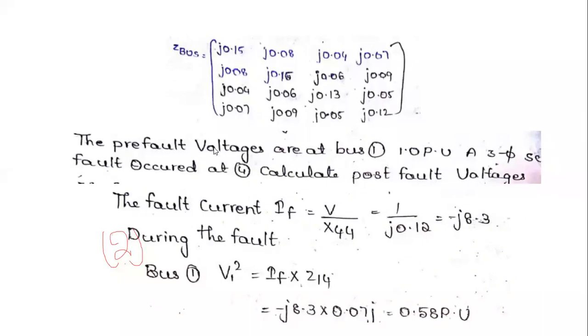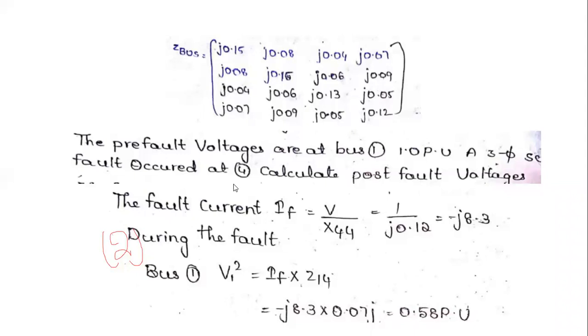Then we determine the pre-fault voltages. All the pre-fault voltages at the buses are 1 per unit. A 3-phase fault occurs at bus 4. In the previous case, the fault occurred at bus 2, but in the present problem, the fault occurs at bus 4. Then we calculate the post-fault voltages.